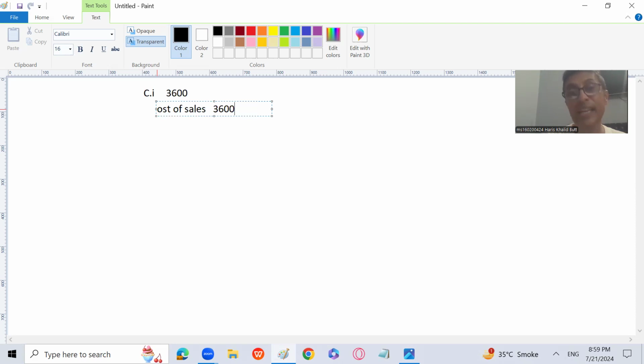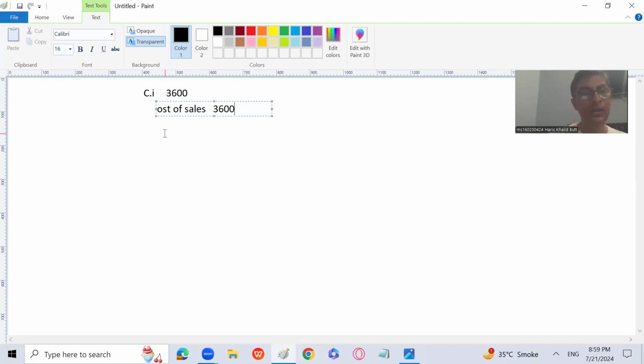So in order to decrease the cost of sales, I have to give it a credit. So cost of sale is going to be credited. It means that this 3,600 is to be added in the retained earnings or added in the profit to make it correct. Again, I will repeat it again.